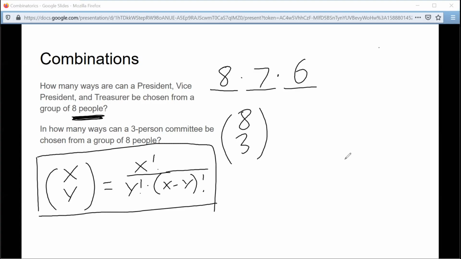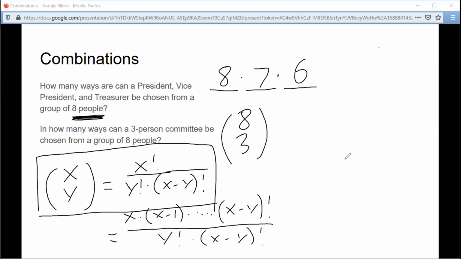A shorthand of doing this would be to say, okay, we have x factorial in the numerator, which would be x times x minus 1 all the way down to x minus y factorial, divided by that thing. And we can actually cancel both of these terms out, which means that when we're solving problems with combinations, we can just write, for example, 8 times 7 times 6 divided by 3 factorial.